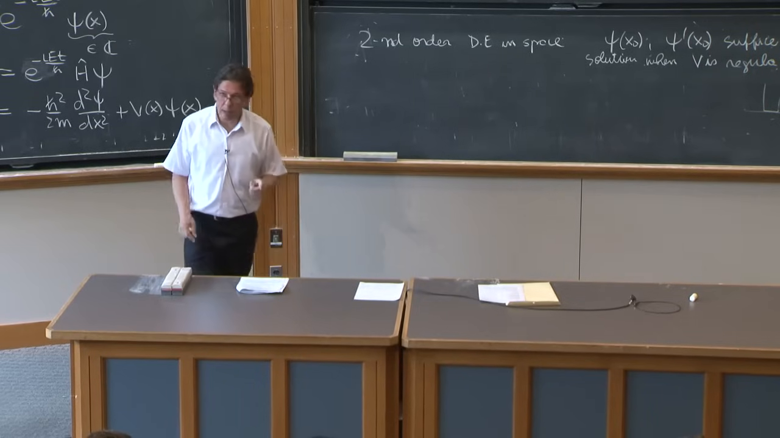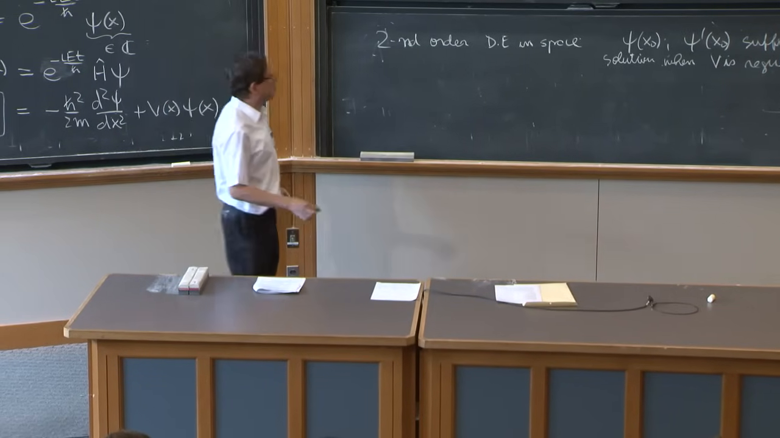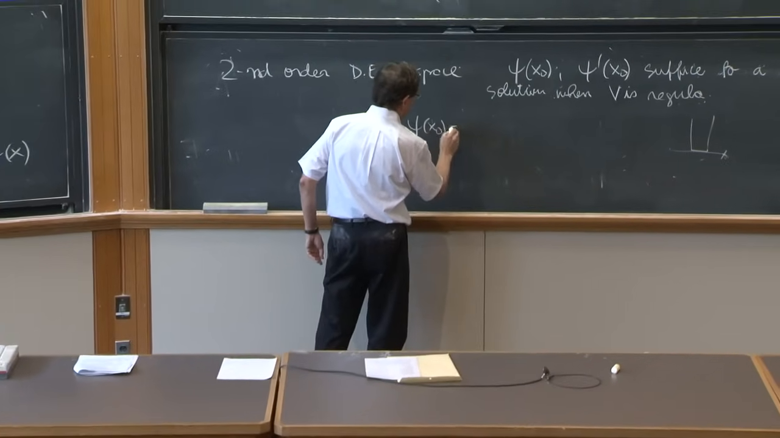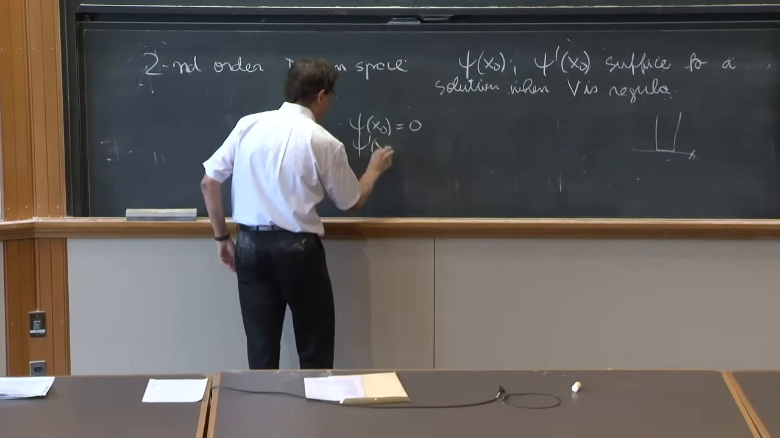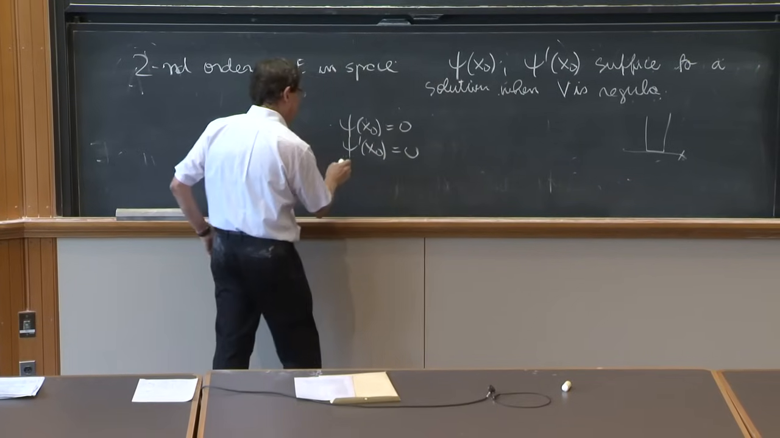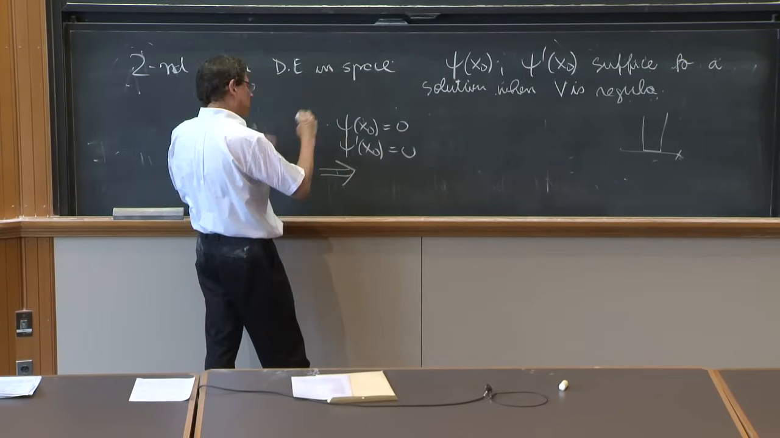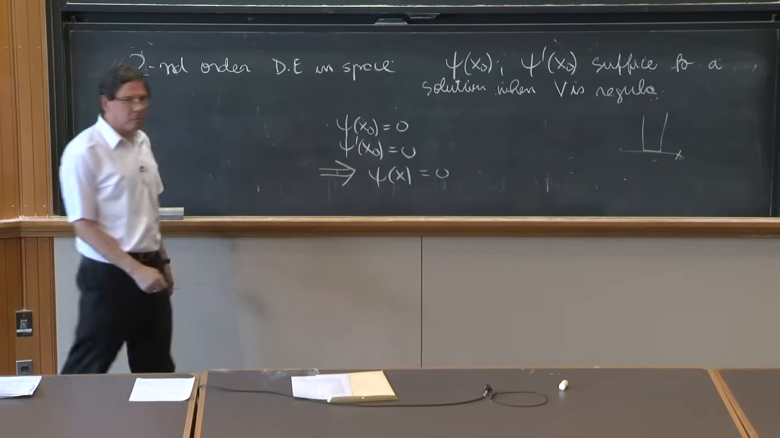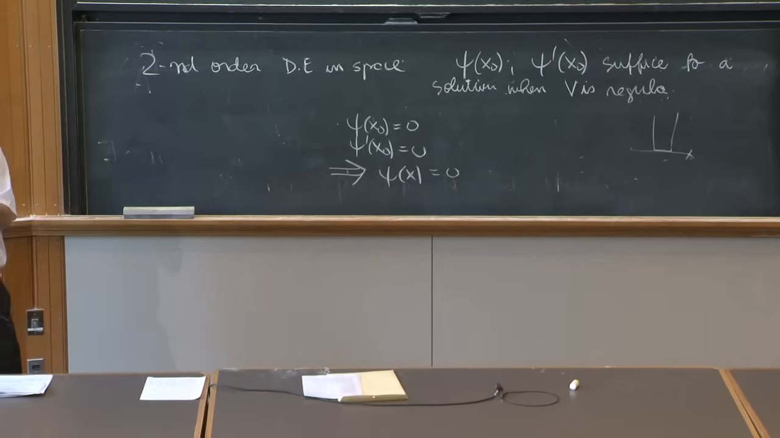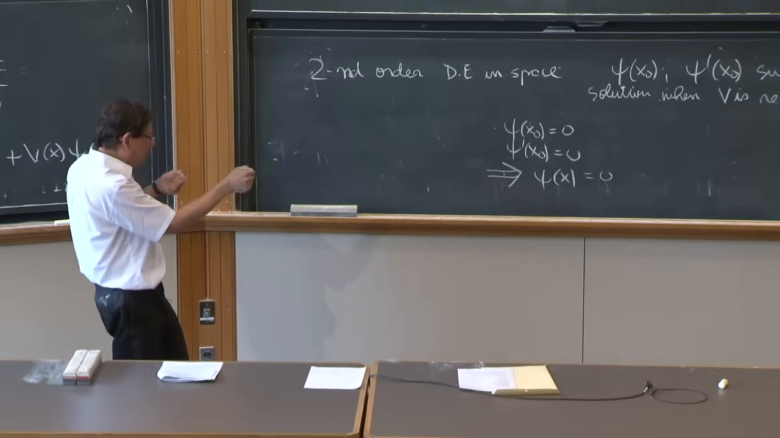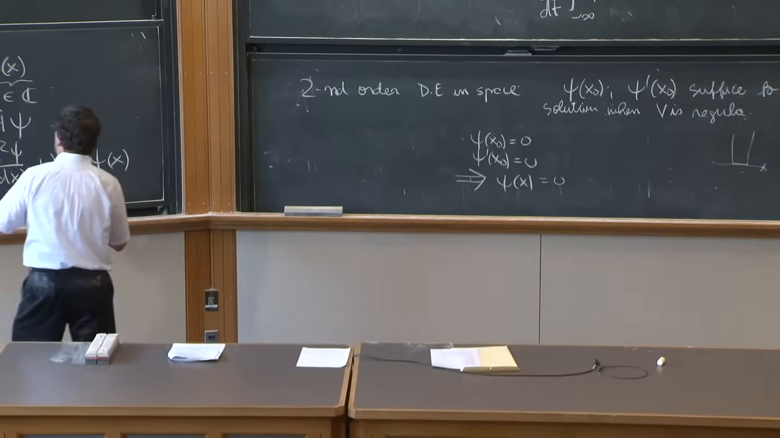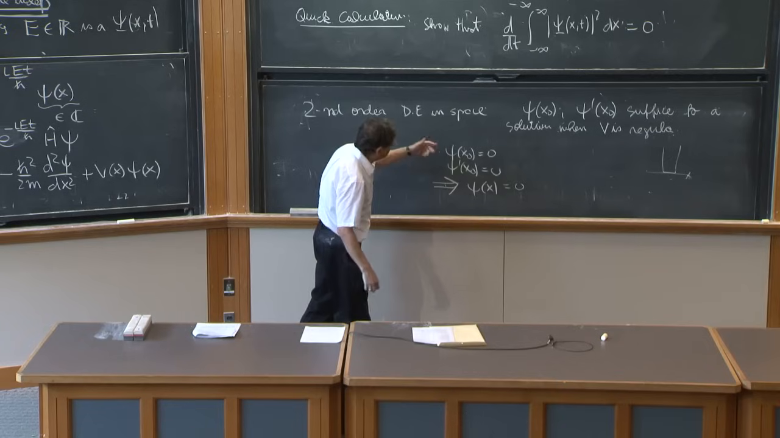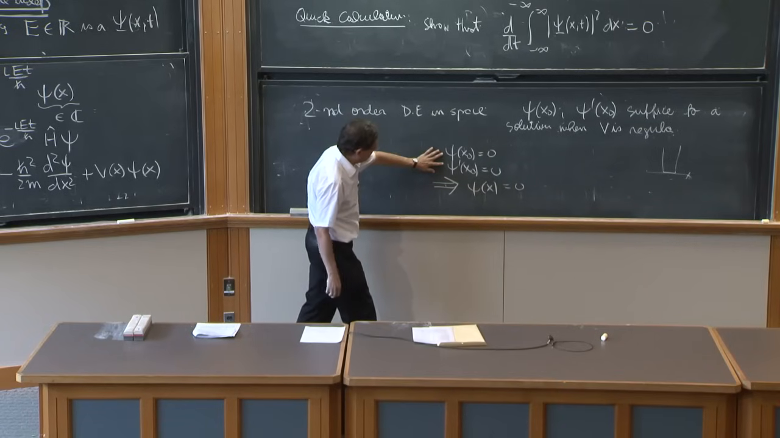And that actually means something very important: if psi at x0 is equal to 0, and psi prime at x0 is equal to 0, then under these regular conditions, psi of all x is 0. Because you have a differential equation in which the initial value is 0 and psi prime is 0, and you go through the equation, you see that every solution has to be 0. It's the only possibility here.